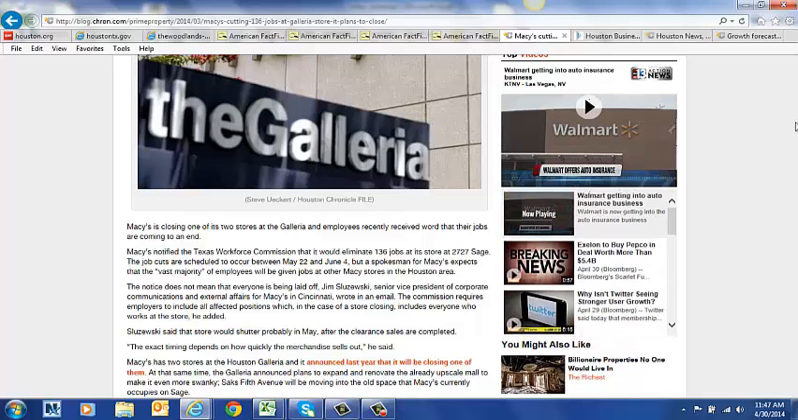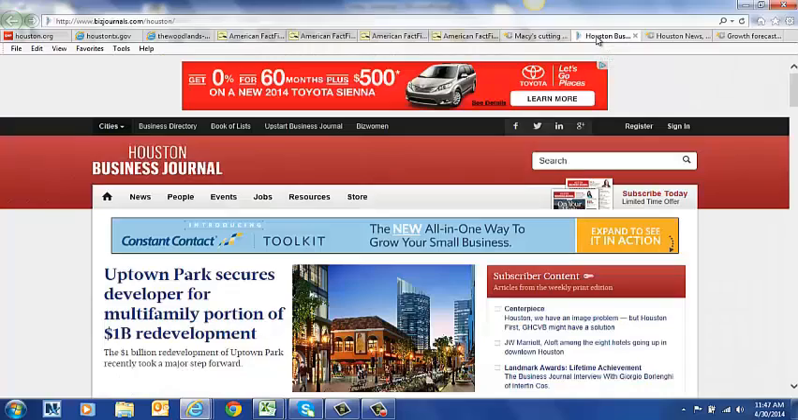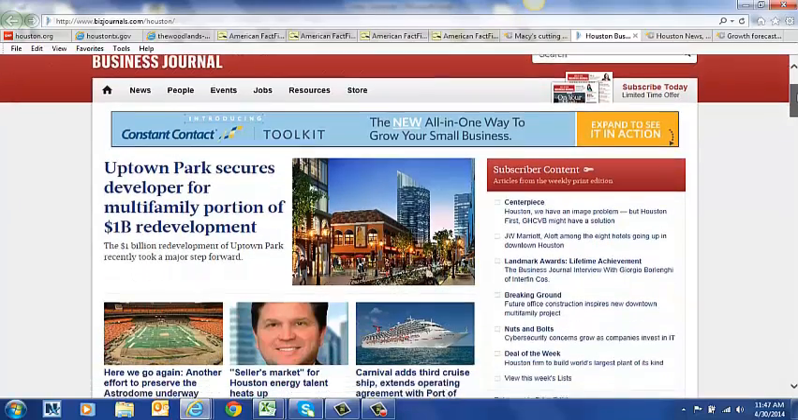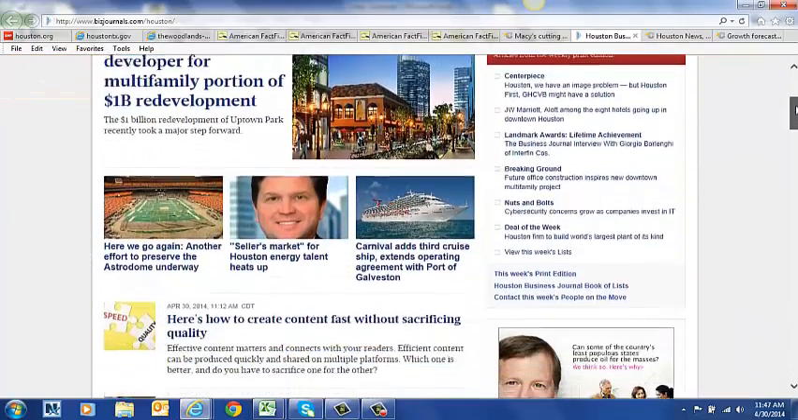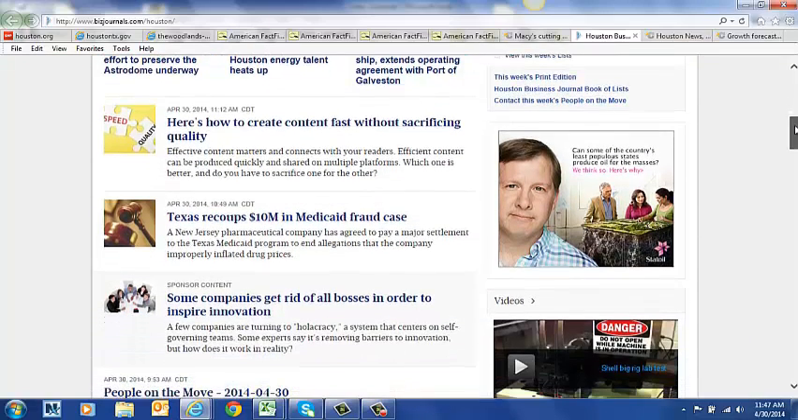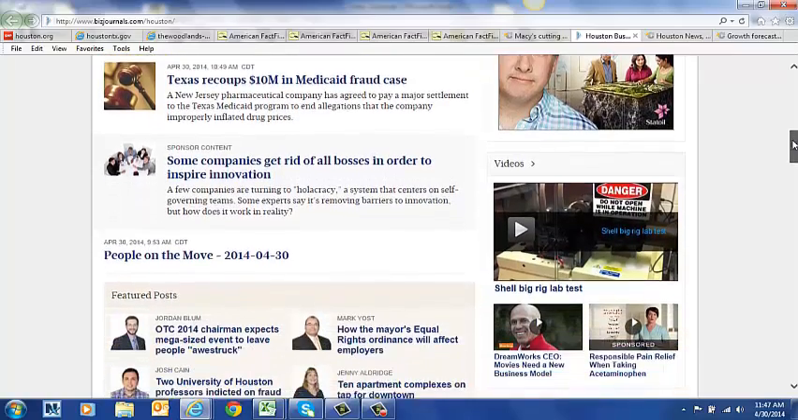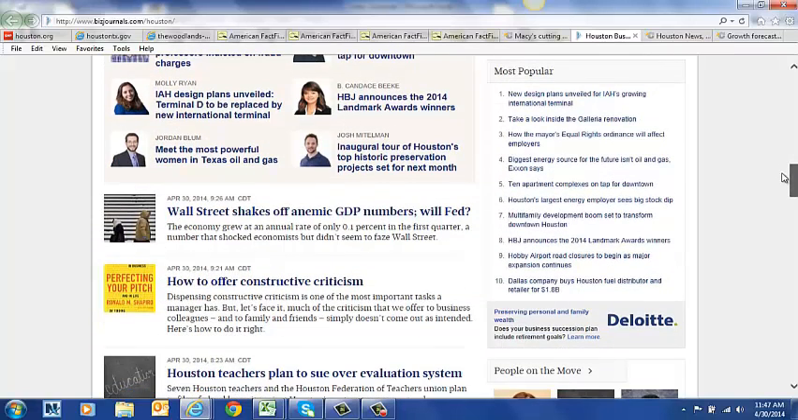Also, newspaper and journal articles can be a valuable source of labor market information. This is the Houston Business Journal. It tells us a whole bunch of stuff. Texas recoups $10 million in Medicaid fraud case. Companies get rid of losses in order to inspire innovation. That's the sponsor content. You got to be careful of that. Wall Street shakes off anemic GDP numbers.